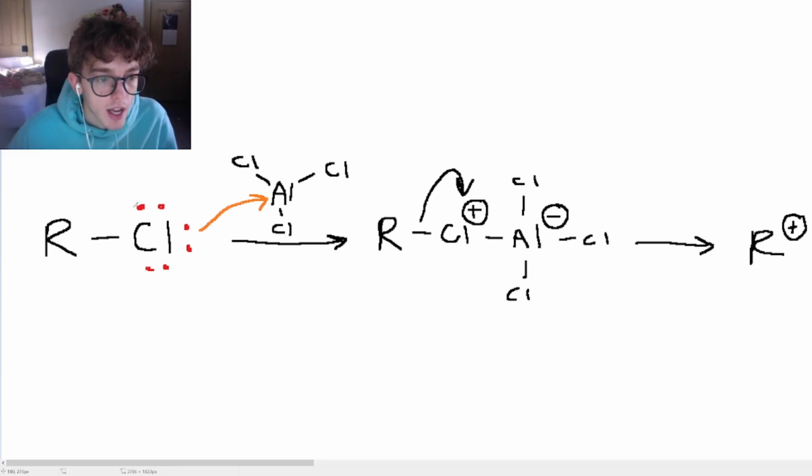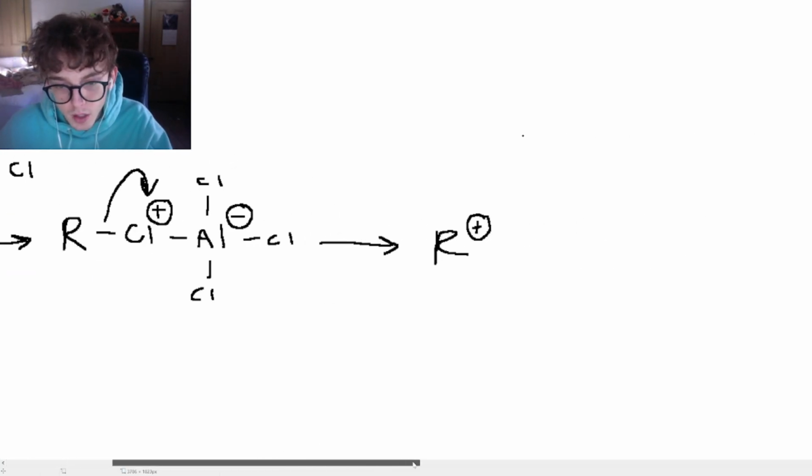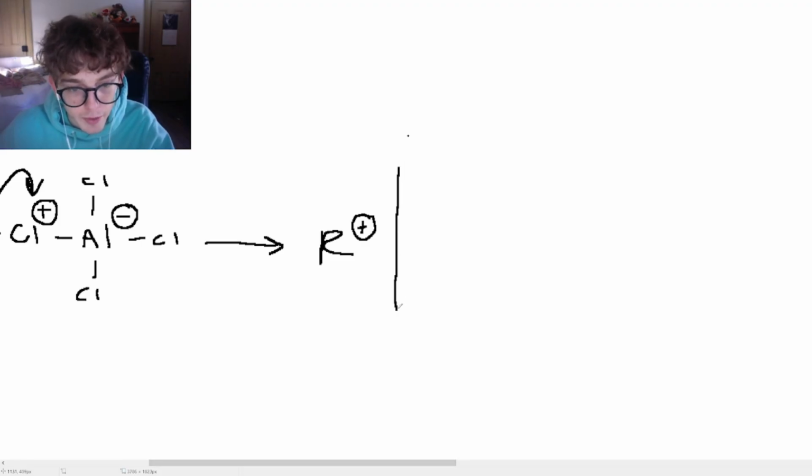The alkyl halide's halogen reaches out to the aluminum trichloride, and that's going to form aluminum tetrachloride with that alkyl group still attached, and then we really form aluminum tetrachloride, and we leave the R group carbocation. So what happens next? Well, let's grab our aromatic compound.